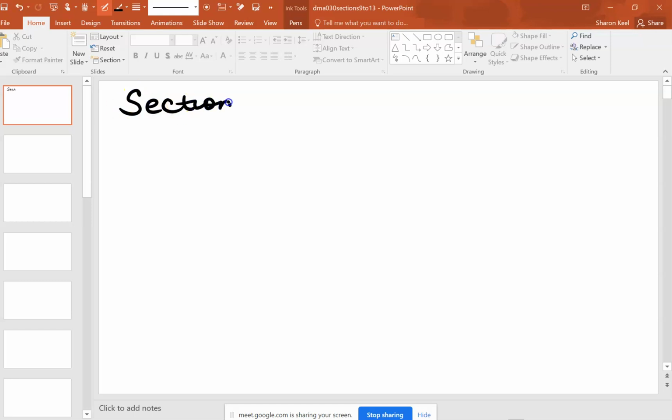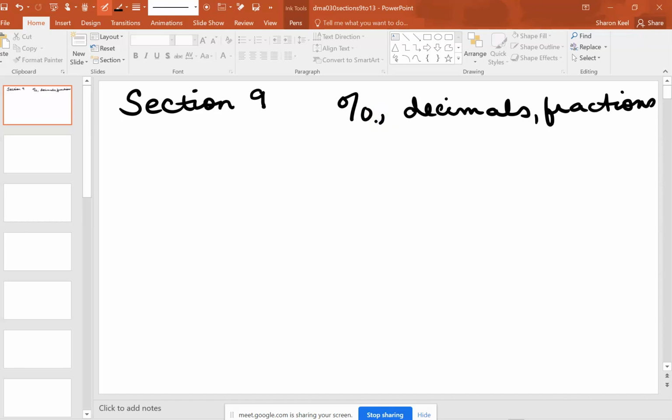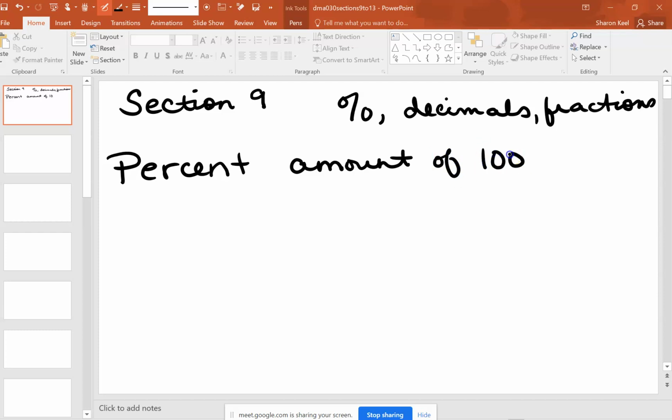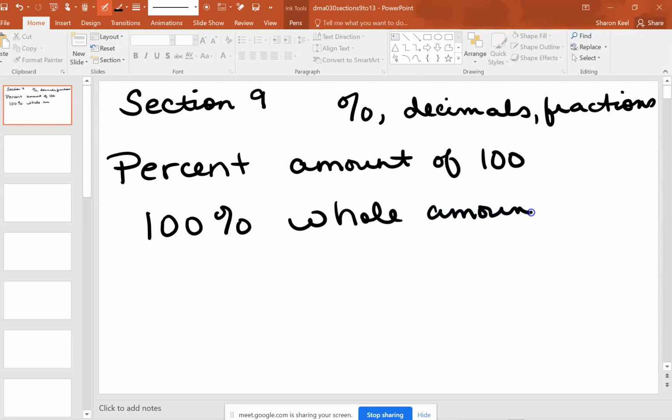What we're going to look at today, we're going to start with section 9. And section 9 is relating to percents, decimals, and fractions, and how we can go from one form to the other form. A percent is an amount of 100. So 100% would be, in essence, the whole amount of something.